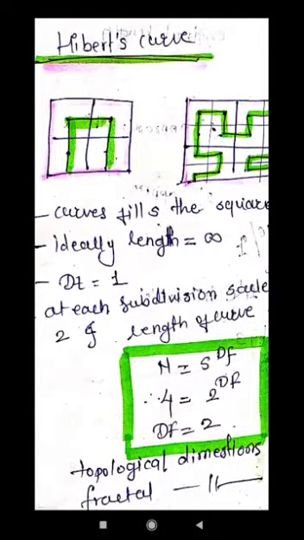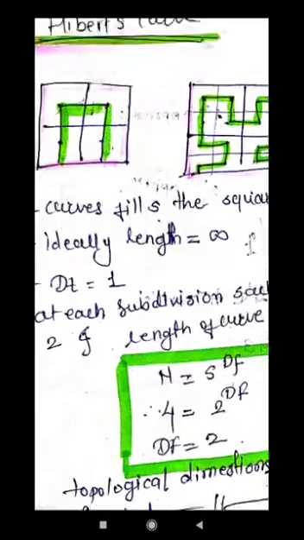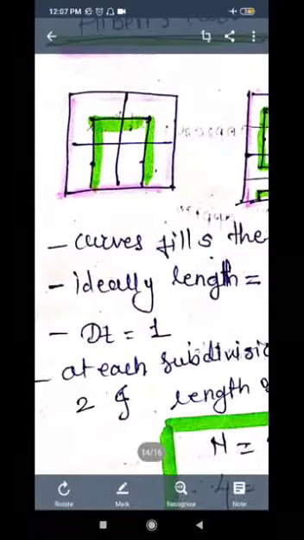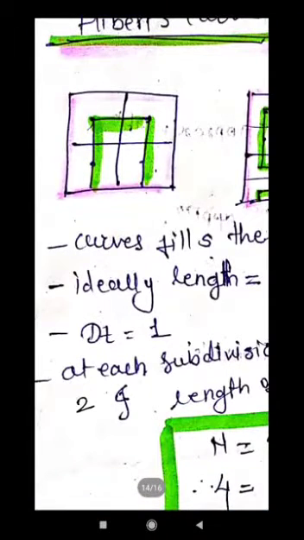Then what is the next step? We have to connect the center point of each quadrant by line segments. We can see here this is the square, then we find the center points of each quadrant. After dividing the square into quadrants, we find the center points and then join those center points by line segments. So this is the first approximation of the Hilbert curve.